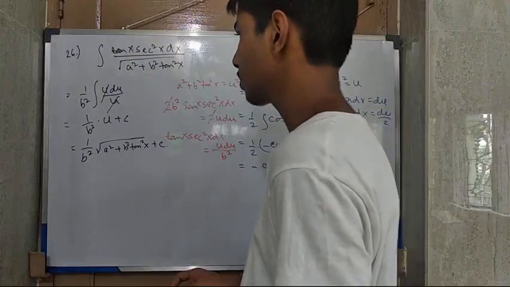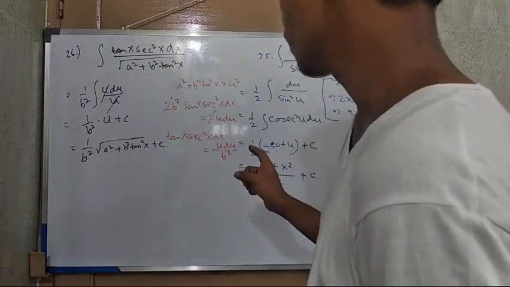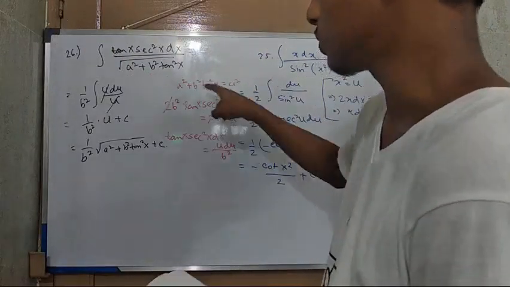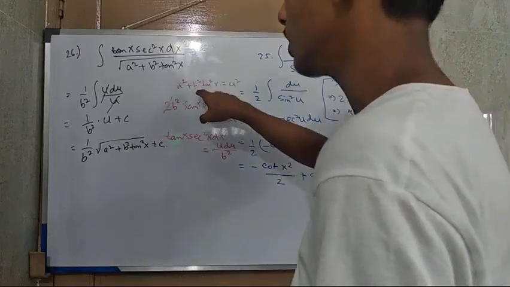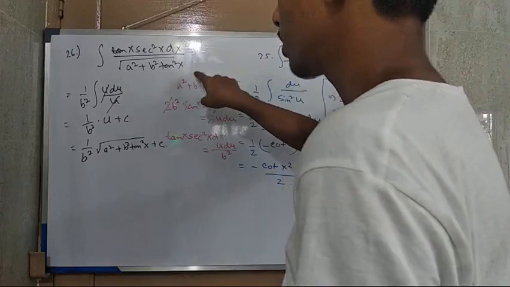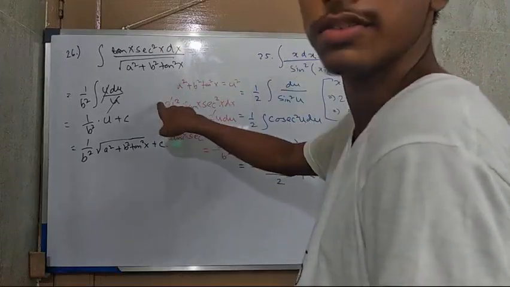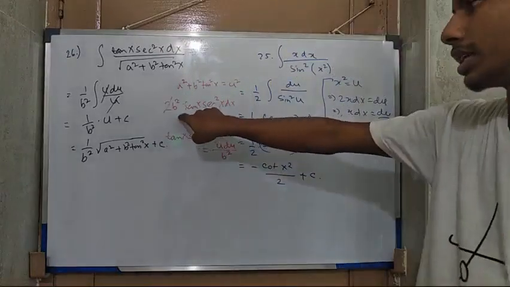Now let's proceed to the 27th integral. I hope you understood this one, because a and b are constants, so the differential of a squared is 0, and b squared cannot be differentiated here, so it comes out of the differentiation. I hope you understand this.